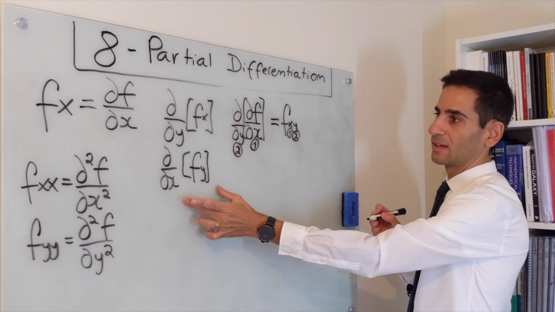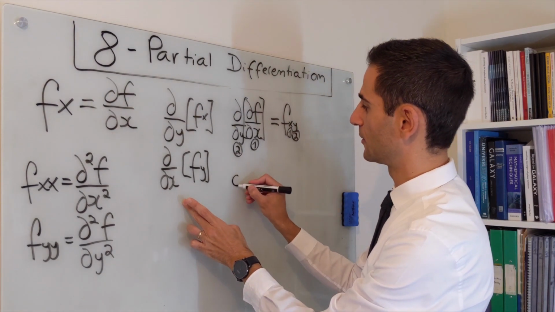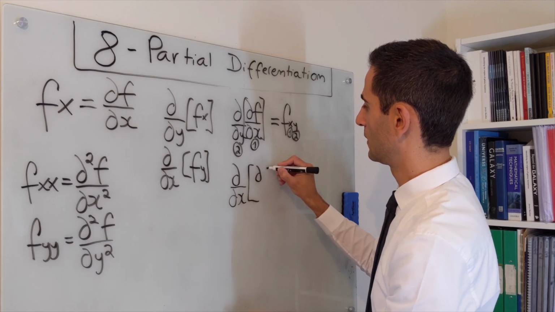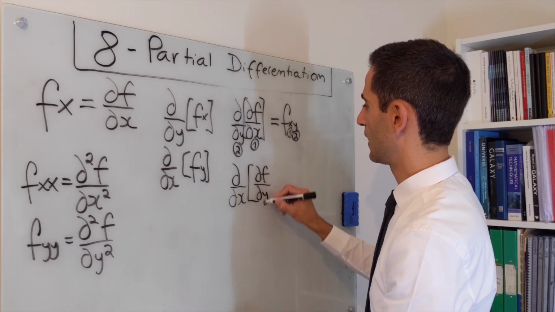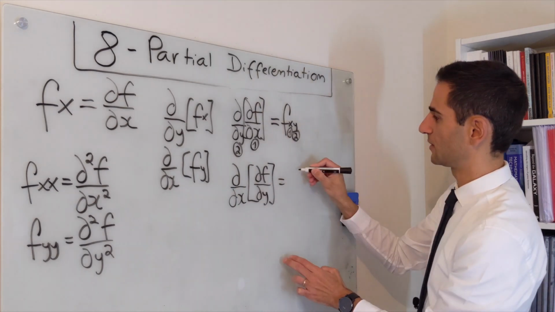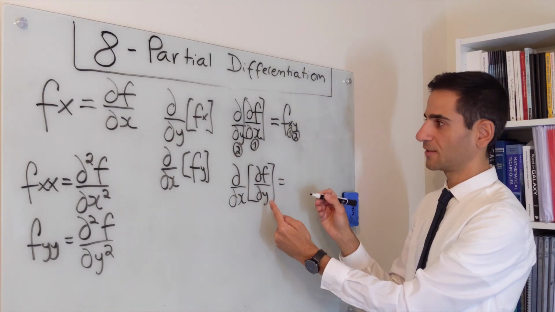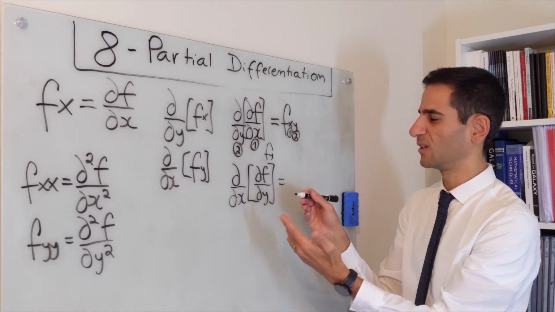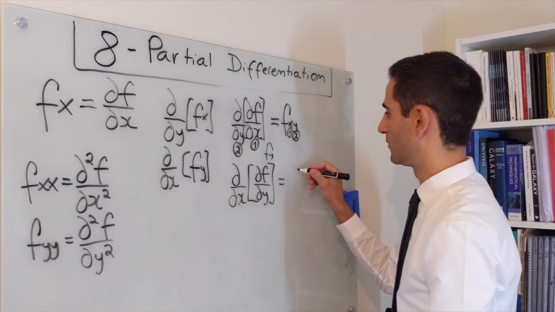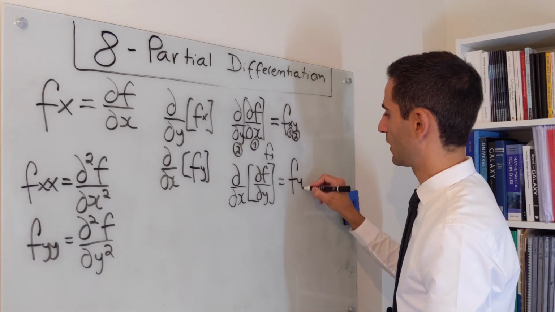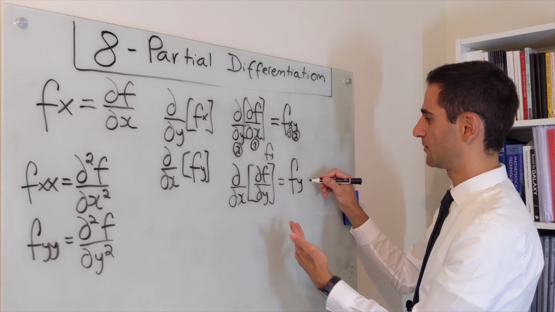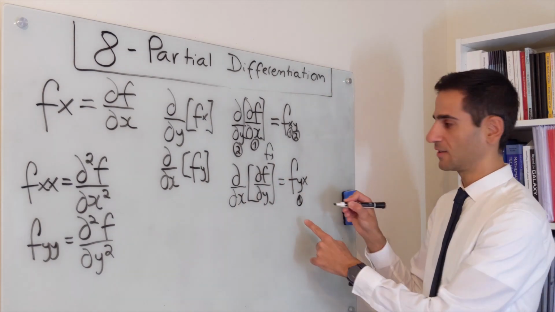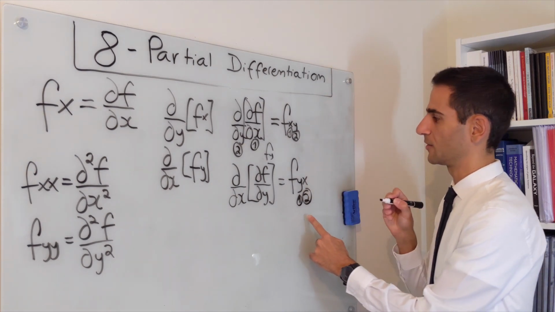For this second order partial derivative, we would write it as d/dx of df/dy. And in this notation, what you're doing is first you're calculating f_y, and then you're differentiating it with respect to x. And that is why you write f_yx. This is the first thing you calculate, and then you differentiate with respect to x. Again, this is the first process you do, this is the second process you do.